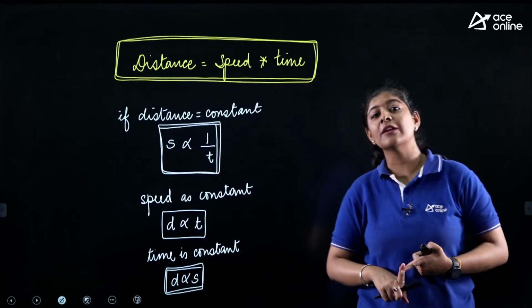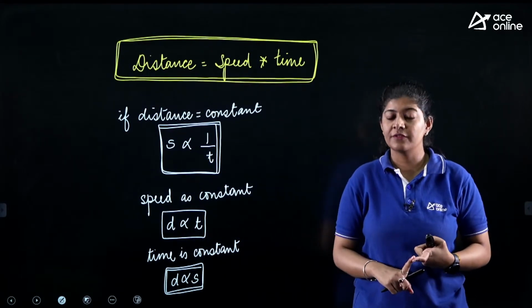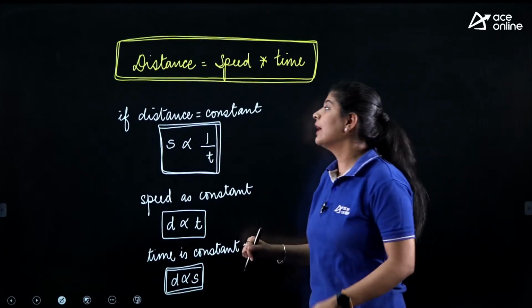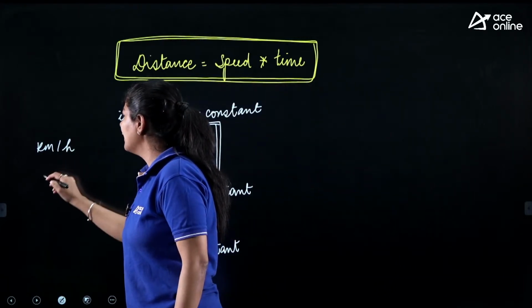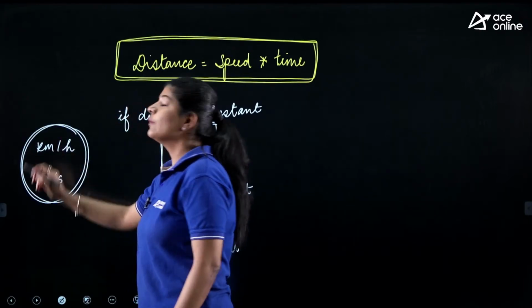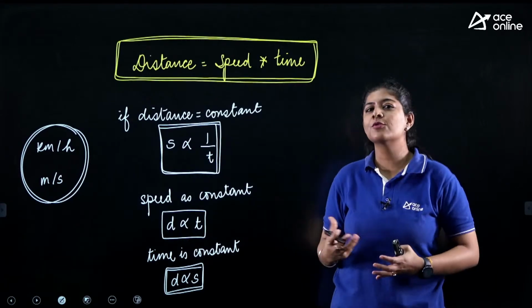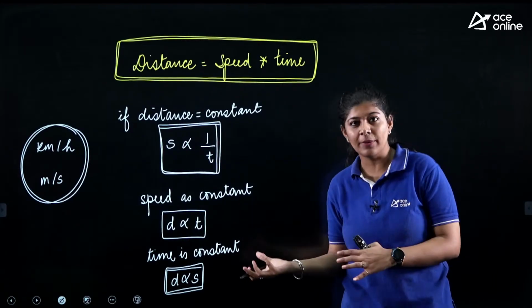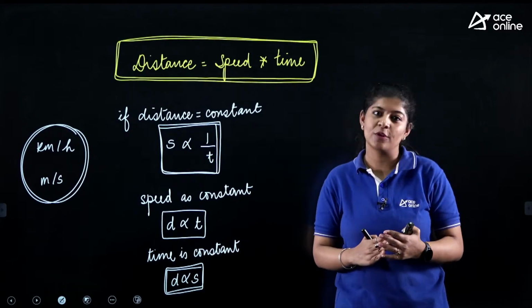And there's one more thing, we need to take care of the units. Here we have different units. The main units that we are going to use in this are kilometer per hour and meter per second. But we need to take care of the units every single time, because in some of the questions we have distance in kilometers and time in seconds. So please do convert it before solving the question.